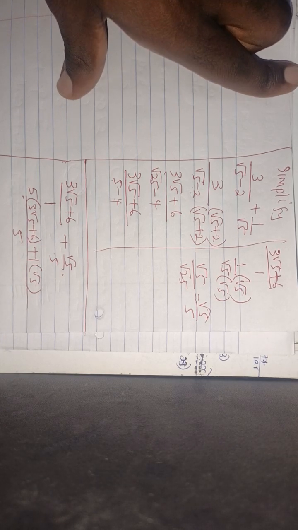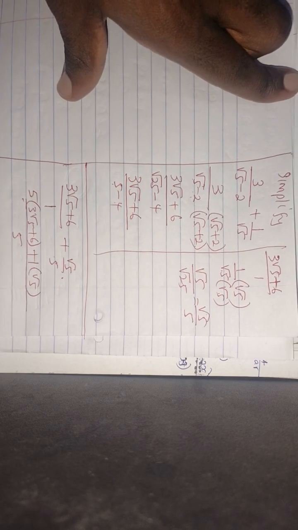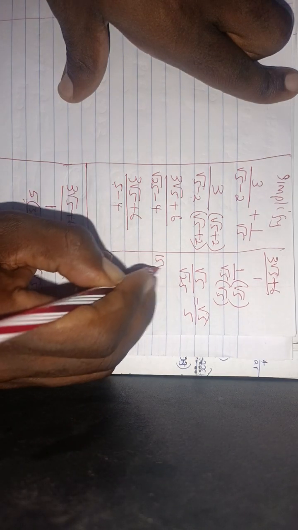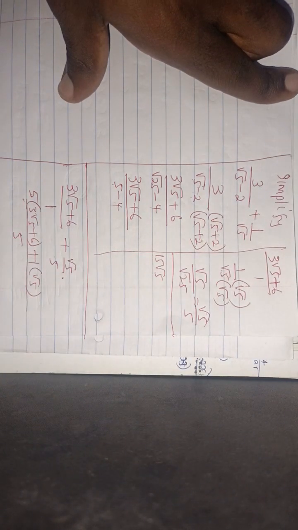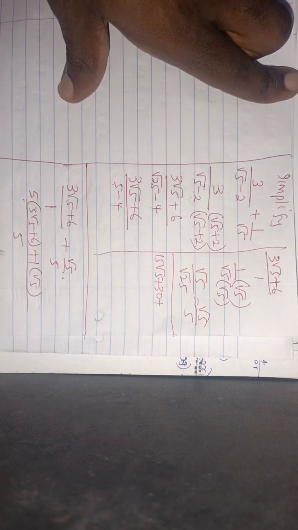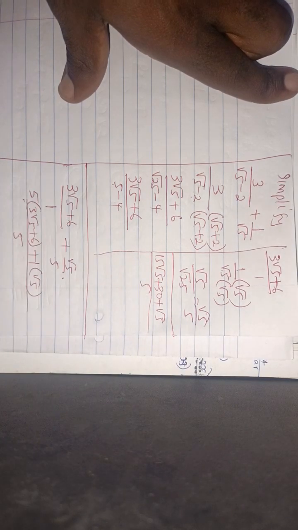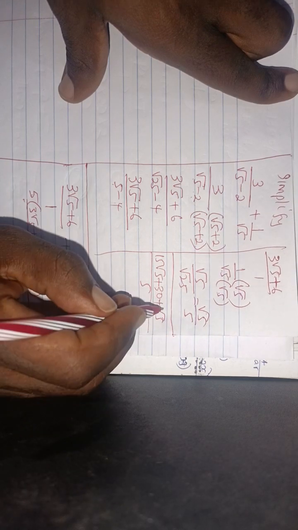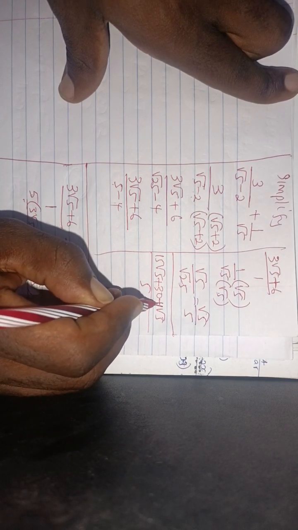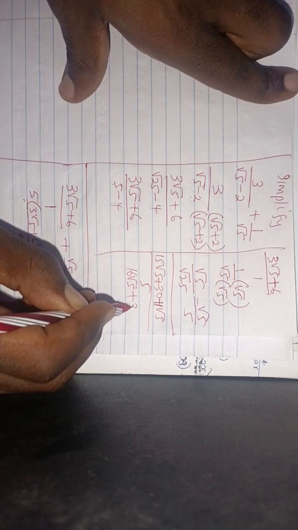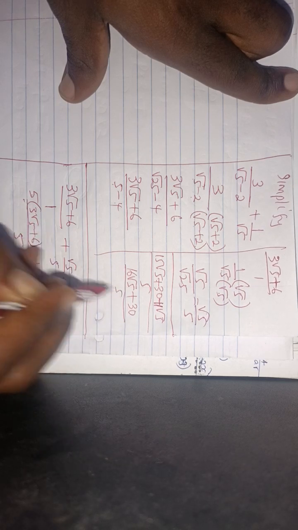Let's now simplify this further. So 5 times 3 root 5 will be 15 root 5 plus 30, 5 times 6. Then plus 1 times root 5, that will be root 5. Then you say over 5. So 15 root 5 plus root 5, that is the same as 1 root 5, by the way. So 15 root 5 plus 1 root 5, that will be 16 root 5, then plus 30 over 5.